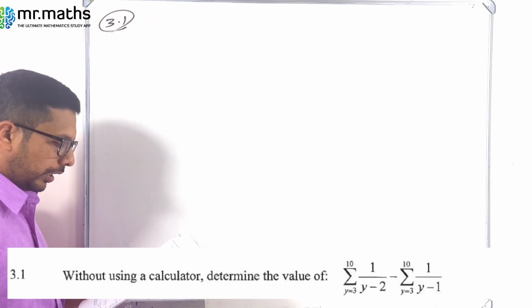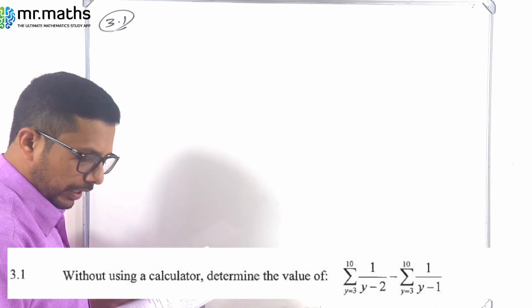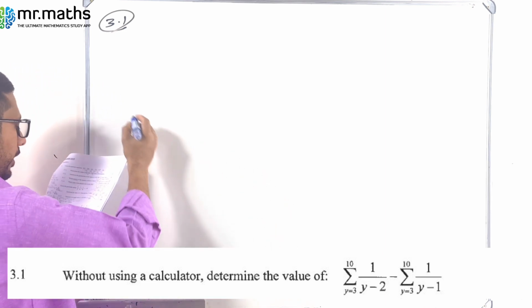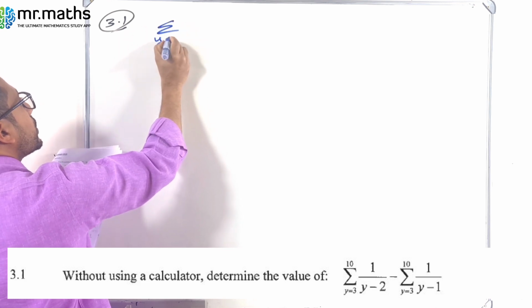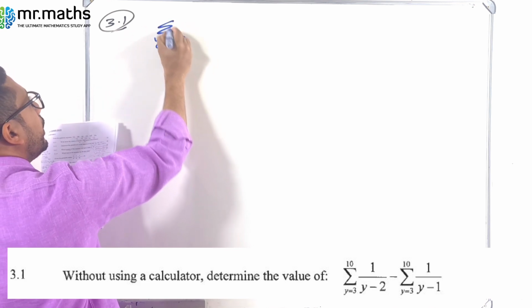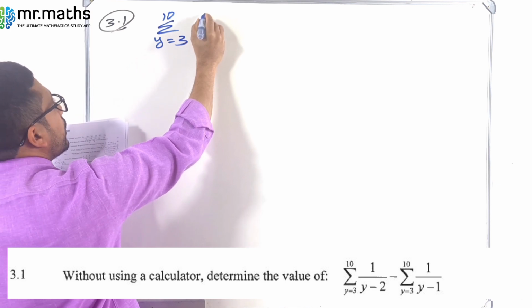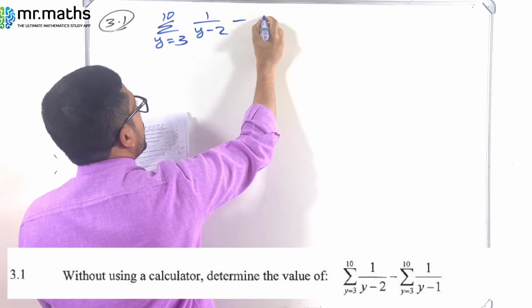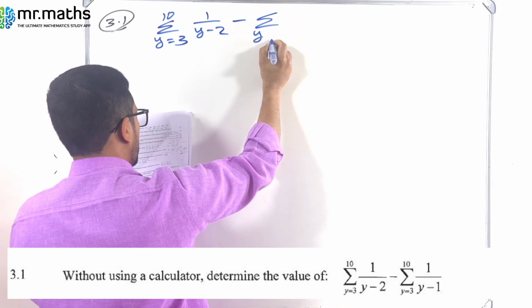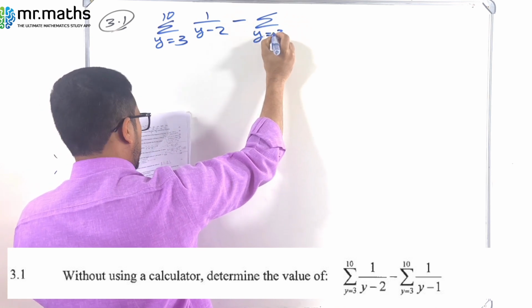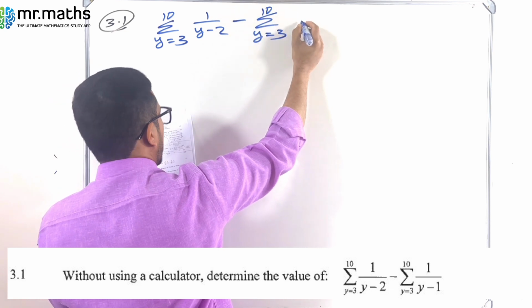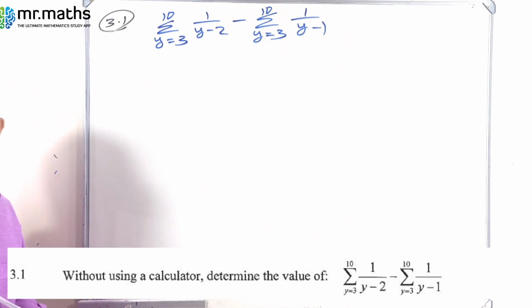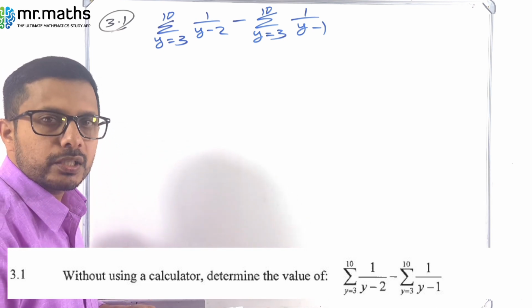3.1. What is that question? Without using a calculator. So in this question we are not allowed to use a calculator. Determine the value of the sum from y equals 3 to 10 of 1 divided by (y minus 2), minus the sum from y equals 3 to 10 of 1 divided by (y minus 1). So without using a calculator, you have to find the value of that. That is the question.